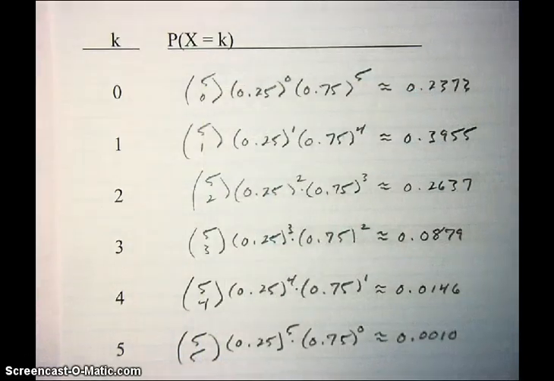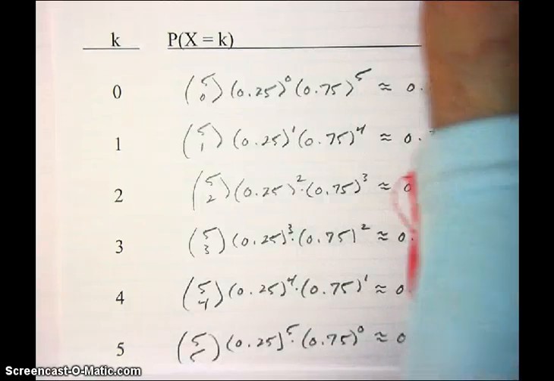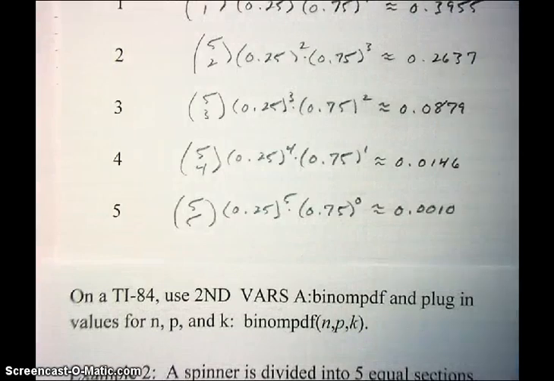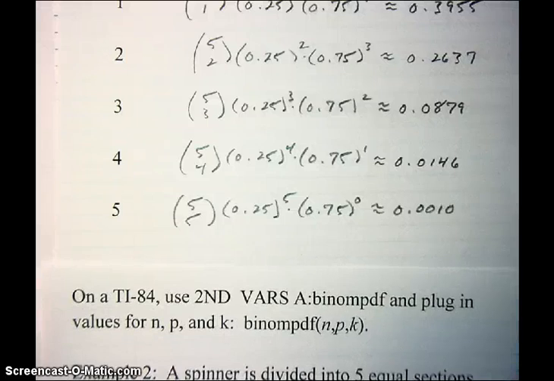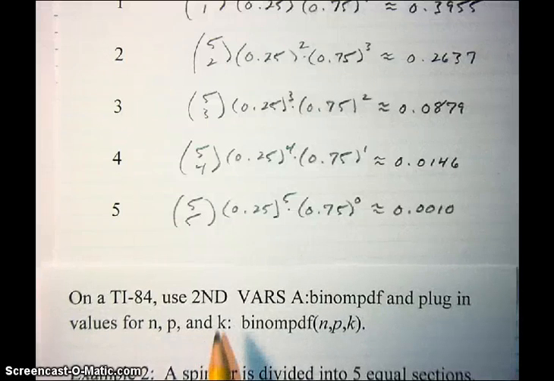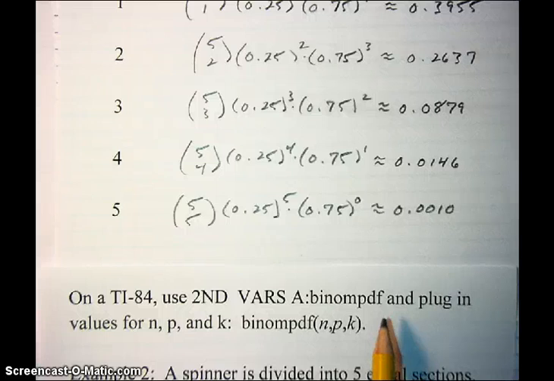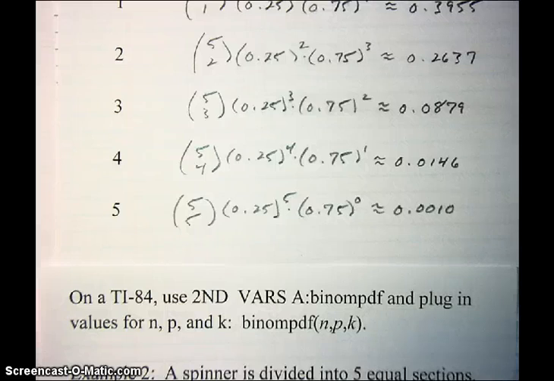So the syntax again for working with the calculator is like this. On a TI-84, it would be second vars A, binomial PDF, and then you plug in the values for N, P and K in here. The calculator will give you the binomial probability that you want.